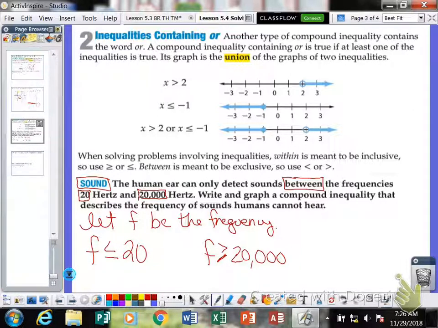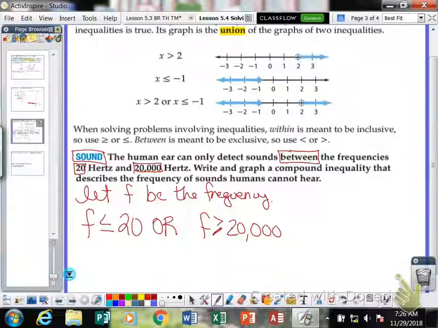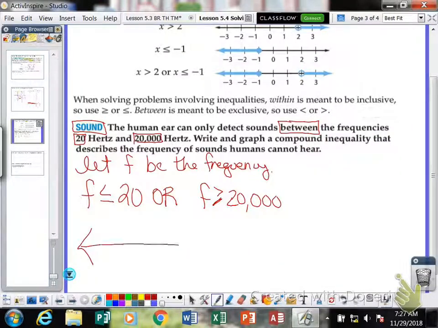So now we just have to decide, is this going to be an and or an or? And this is an or. And then to graph it, then you have your graph. Now there is a lot of space in between, so I do understand that to graph that. So I'll just say 20 is down here. I know we're not going to really count, but I'll put 20,000 up here.